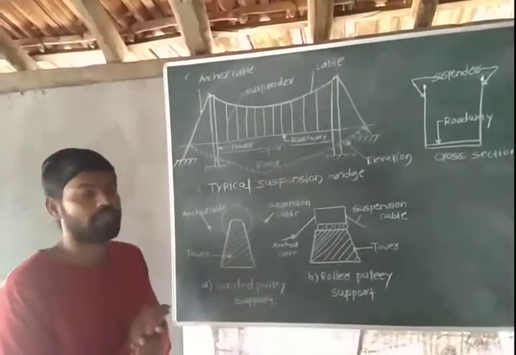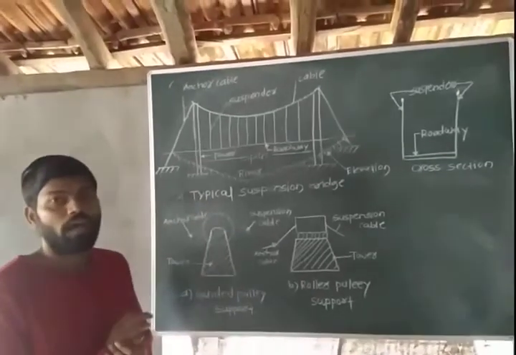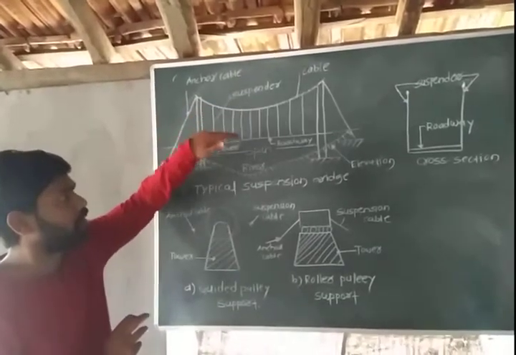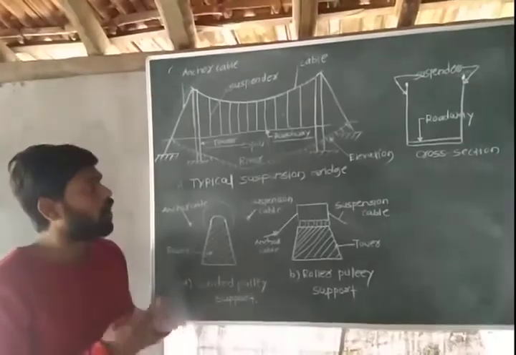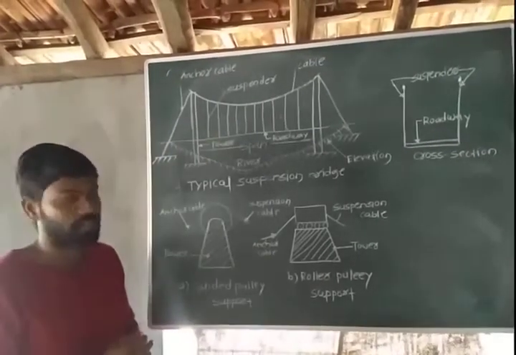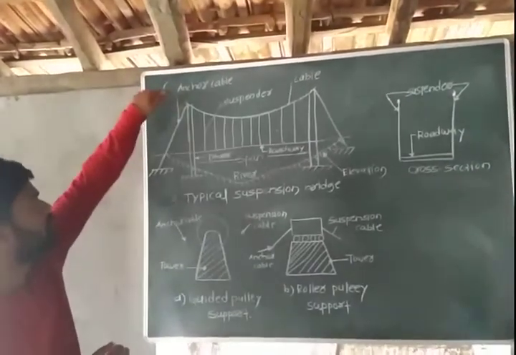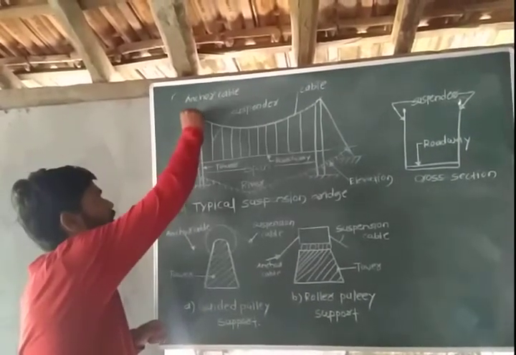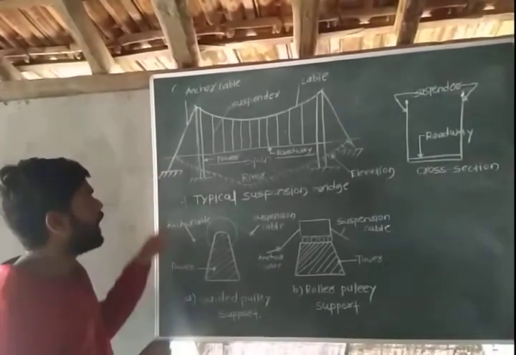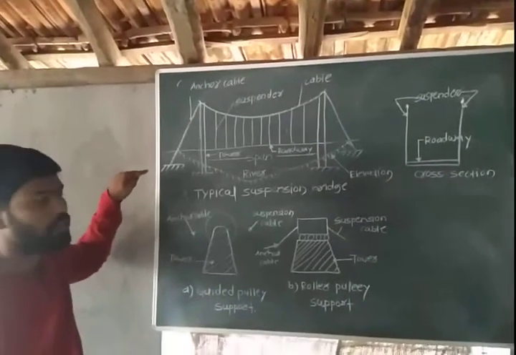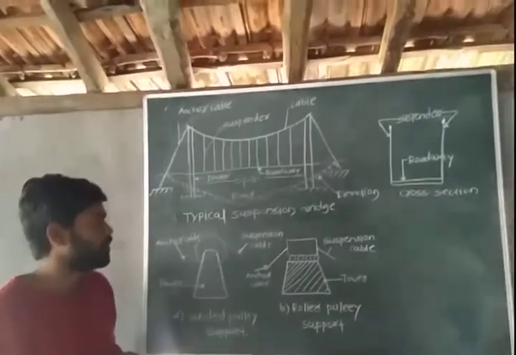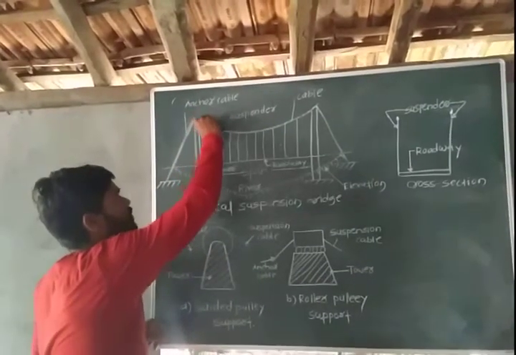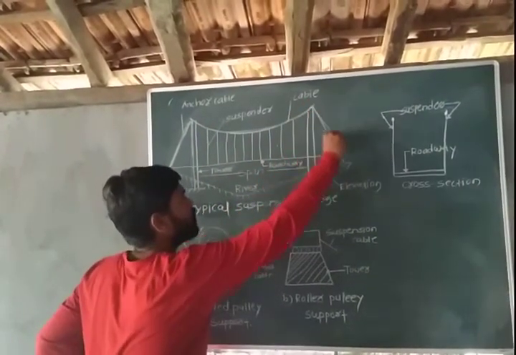Generally, suspension bridge consists of two suspension cables along with number of suspenders, and these suspenders are connected to the roadway directly, or sometimes it is connected to the stiffening girder. Then this main suspension cable is supported over the towers, and to reduce the bending moment in the tower, an anchor cable is provided, and this anchor cable is inserted to the hard strata at the end of bridge.